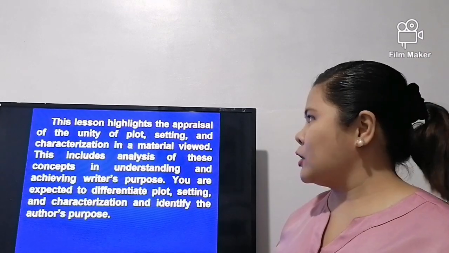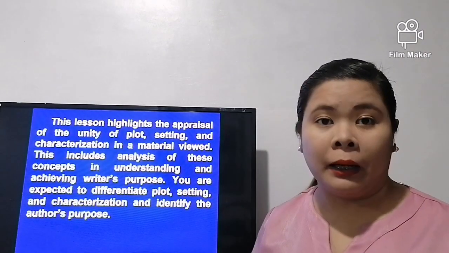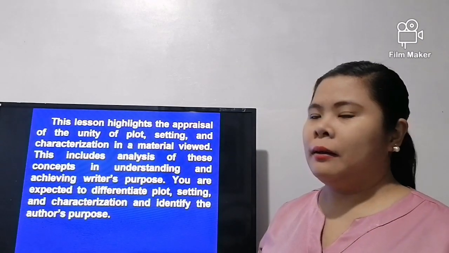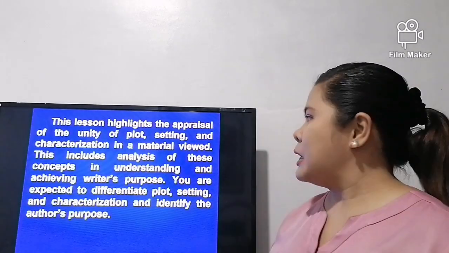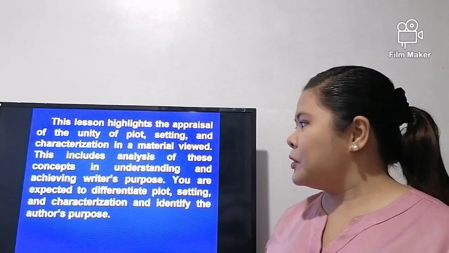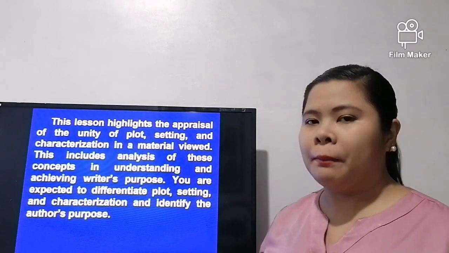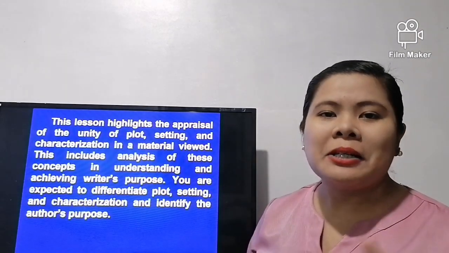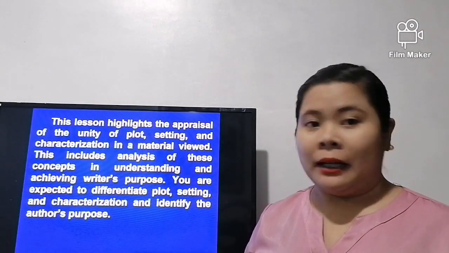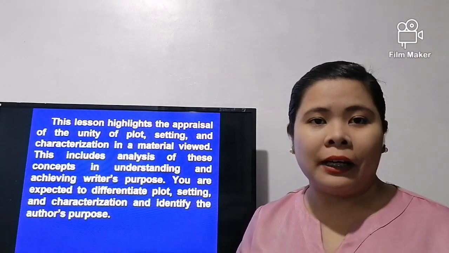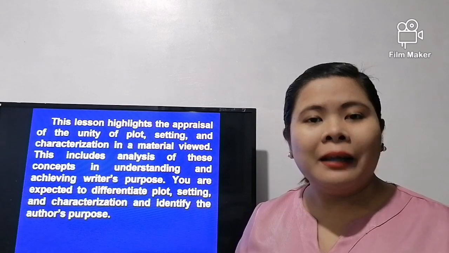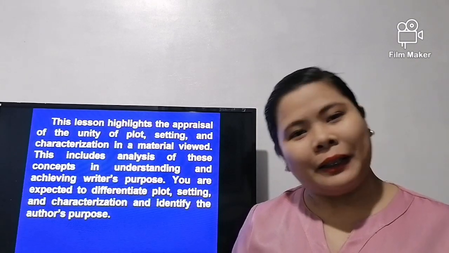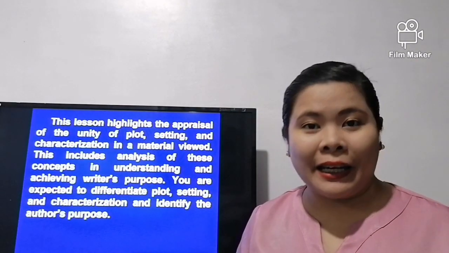Now, this lesson highlights the appraisal of the unity of plot, setting, and characterization in a material viewed. This includes analysis of these concepts in understanding and achieving writer's purpose. You are expected to differentiate plot, setting, and characterization. Again, you are to differentiate the three: plot, setting, and characterization, and identify the author's purpose. Alright, so sit back, relax, and enjoy.